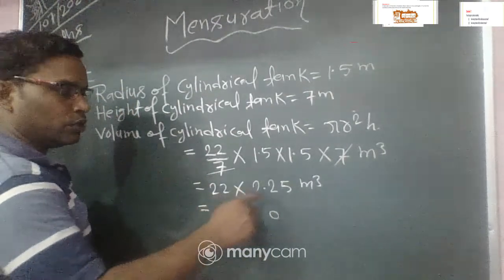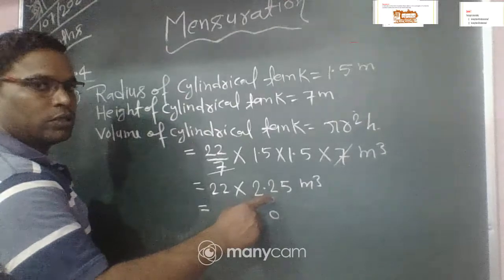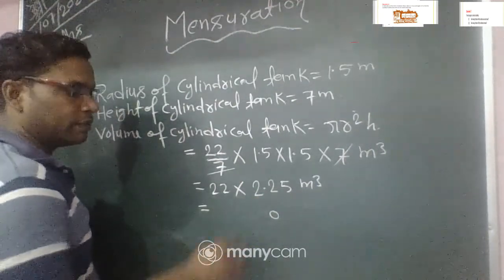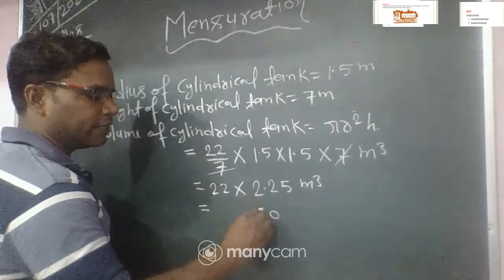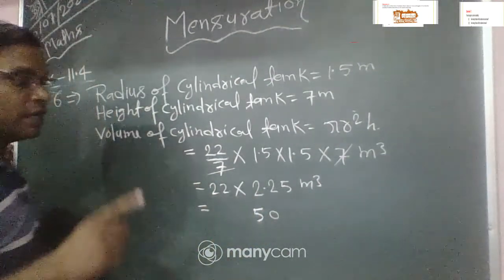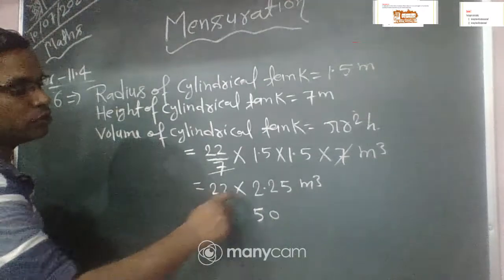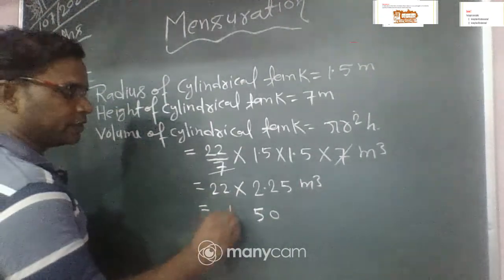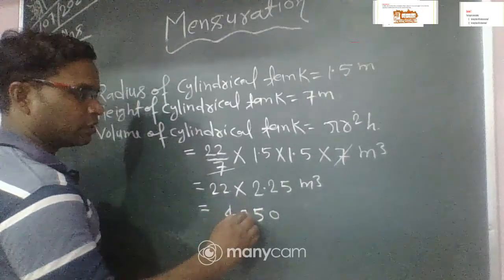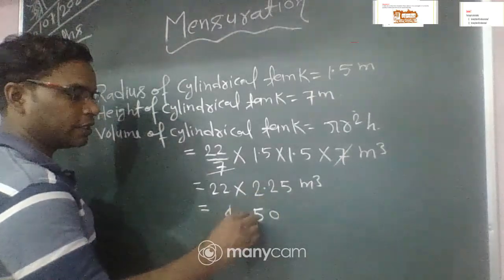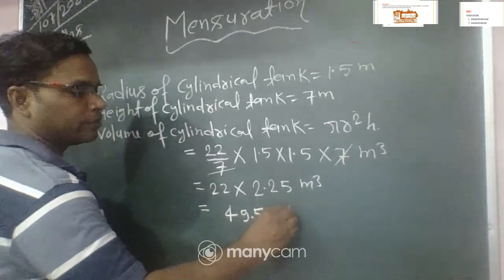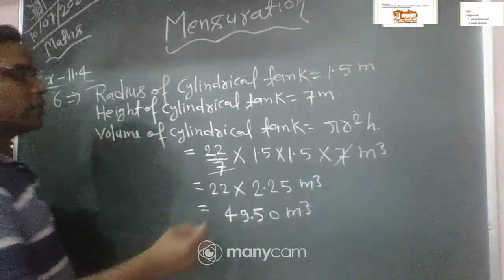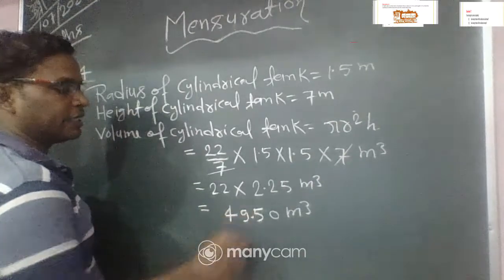22 into 2 becomes 44. 44 plus 11 is 55, 5 carry 5. Again 22 into 2 is 44. 44 plus 5 is 49. How many digits here? Meter. Okay, this is the volume of the cylindrical tank.